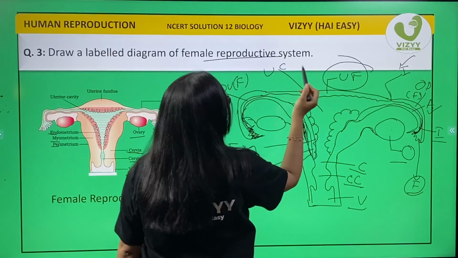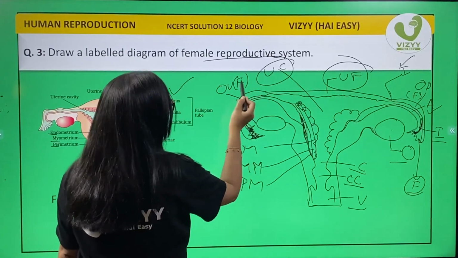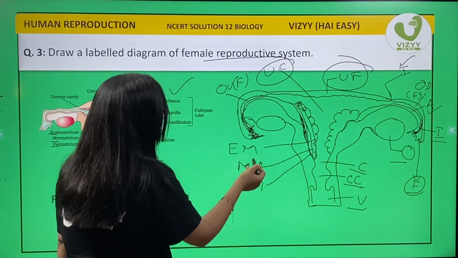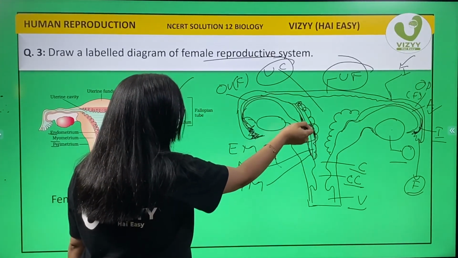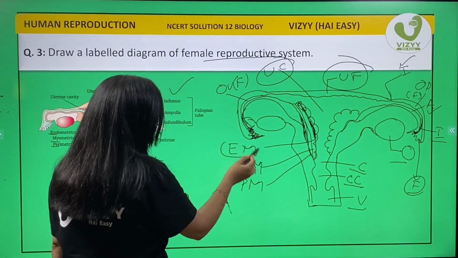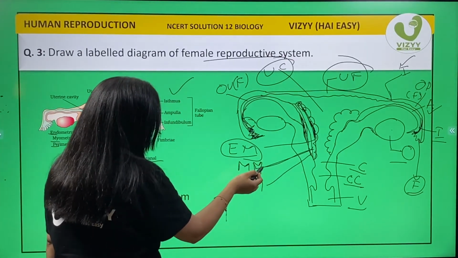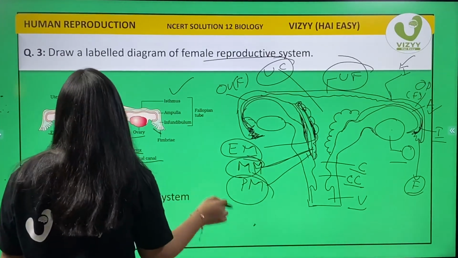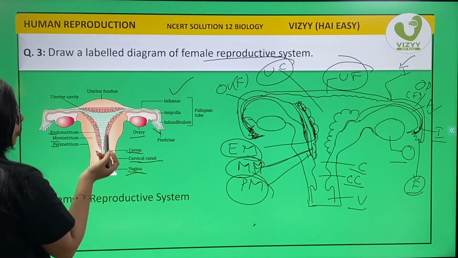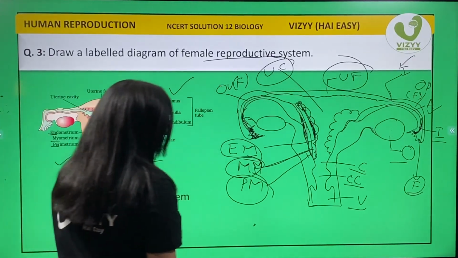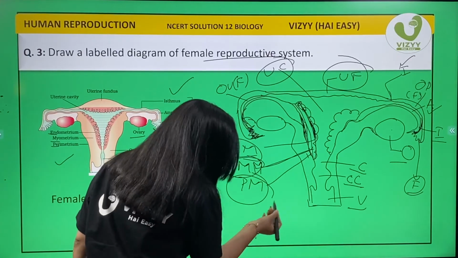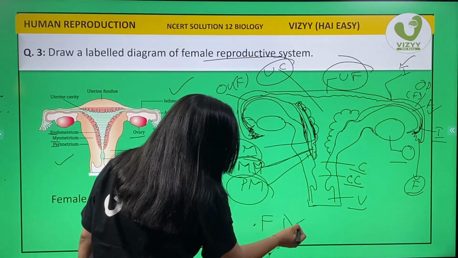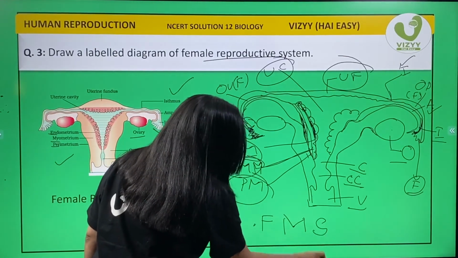This is uterine fundus, uterine canal, and the parts of the uterus are: the innermost layer is known as endometrium, middle layer is known as myometrium, and outer layer is known as perimetrium. So by this we are done. And lastly, you're supposed to always label down what you are drawing. So this makes a female reproductive system.